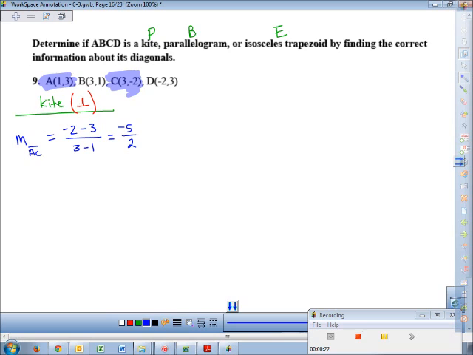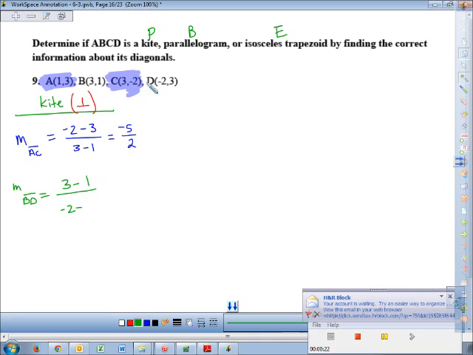no overlapping in these problems. I'm going to guarantee you that. Sound all right? So if we get a slope of 2/5, then we're done with this problem. So I need the slope of segment BD. Let's see what we get. 3 minus 1, negative 2 minus 3, correct? 2/5.